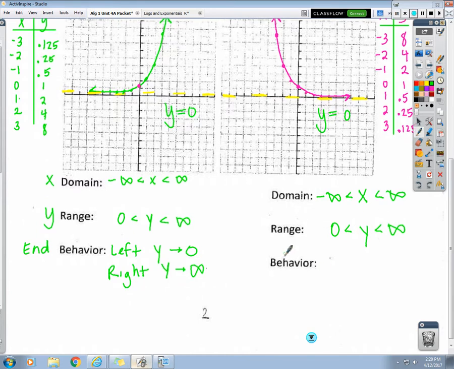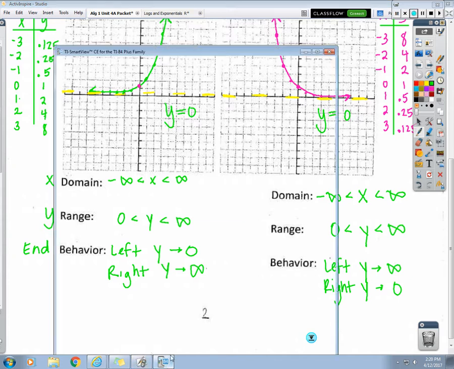Okay, behavior. In behavior, it'll say left and it'll say right, and then they'll want to know what the y's are approaching. So, if you go to the left side of this pink curve, what are the y values doing? Going up forever. If you go to the right side of the pink curve, the y values are all getting closer to 0. Now let me show you something that's going to make your life so much easier.